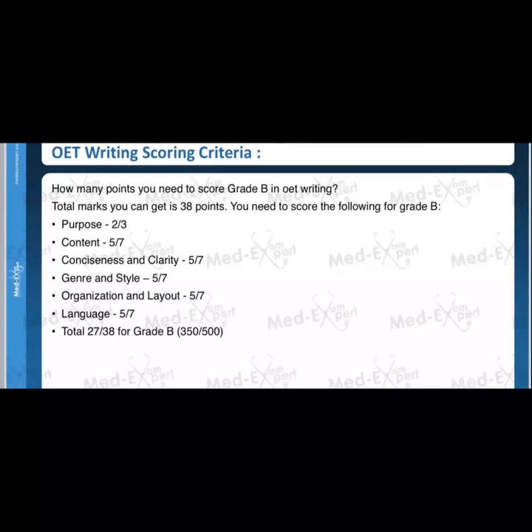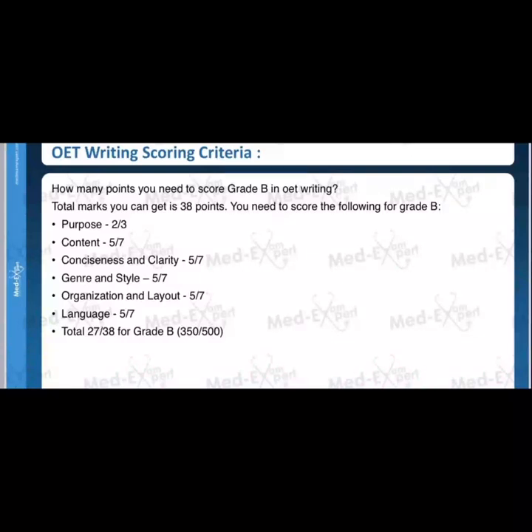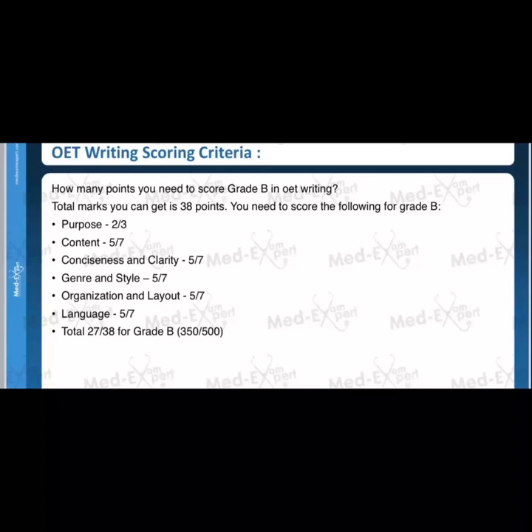To be very honest, a lot of aspirants don't even know what the purpose of the letter is. If there are any course students here in the webinar today, you might be able to answer what the purpose of the OET letter is, and you may know how significant this is. Because if your letter does not have a definite purpose, examiners won't even bother to read the rest of your letter. Anyways, the other thing is content, which carries 7 marks.